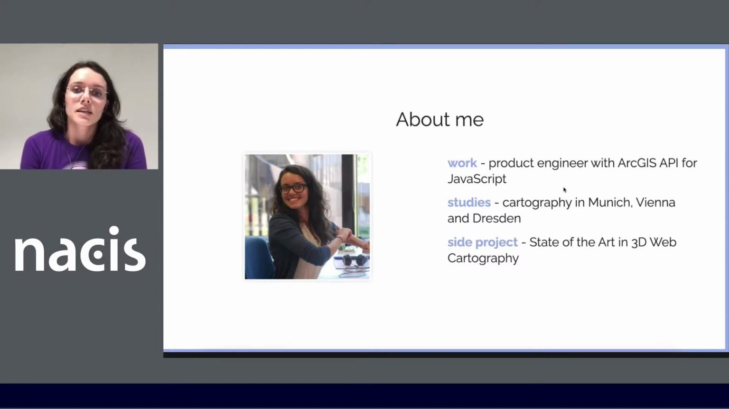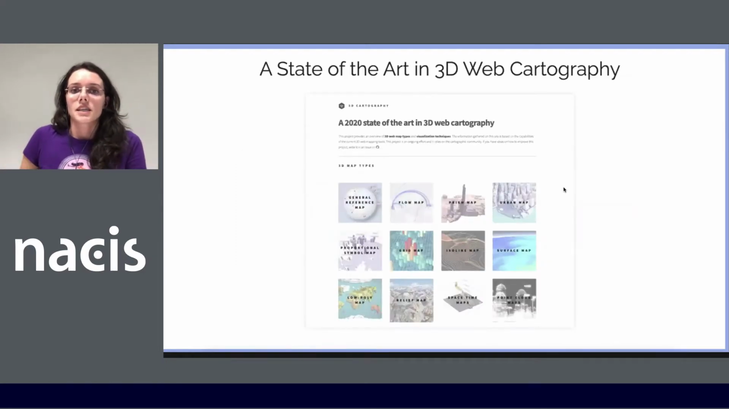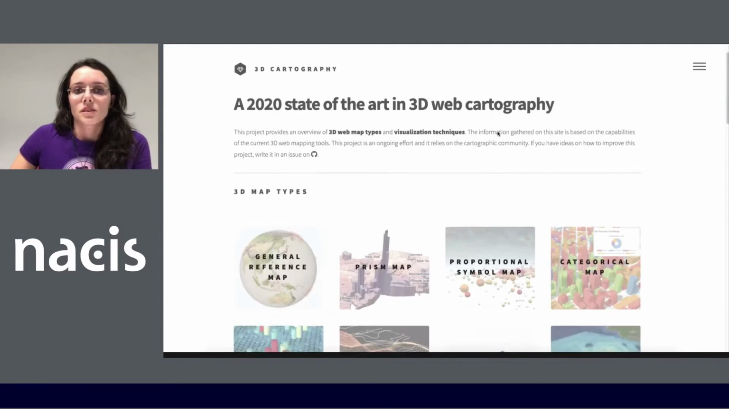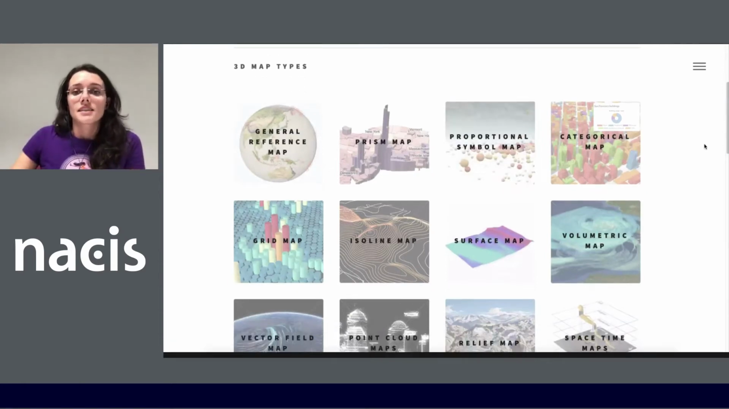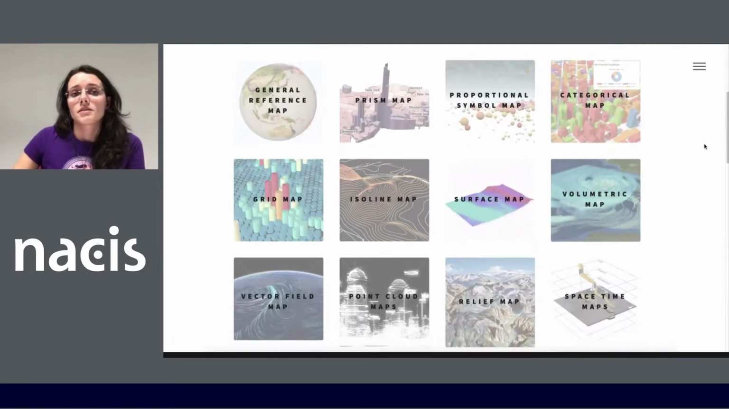Today, what I actually want to talk to you a little bit about is a side project that I've started called State of the Art in 3D Web Cartography. This is basically a website that I started. My goal was that there are so many visualizations in 3D, but there is no overall classification of these visualizations. So I started putting up this website, and it's just a draft. It's not published online yet, but I plan to do so by the end of the year.